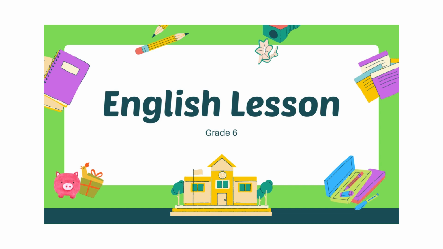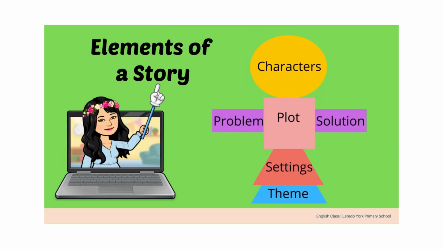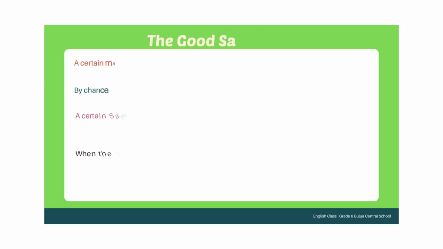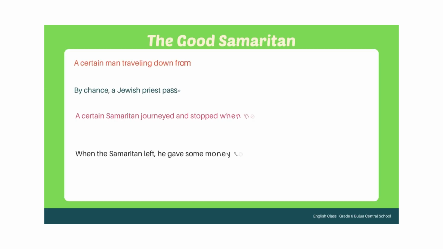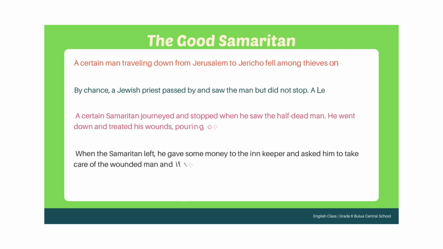Welcome to English lesson of grade 6. Today, we will be learning about the elements of a story. Let's read the story, The Good Samaritan.